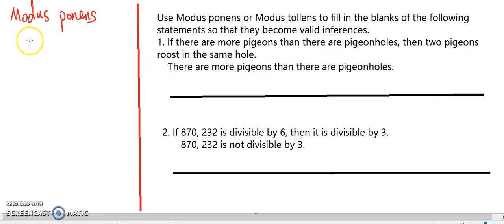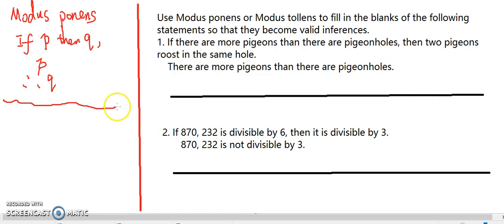Modus Ponens. So we have if P then Q. This is the first premise, and then the second one, P. Therefore, the conclusion, Q. So the conclusion Q is an affirmation of the premise P. This format of argument is called Modus Ponens.